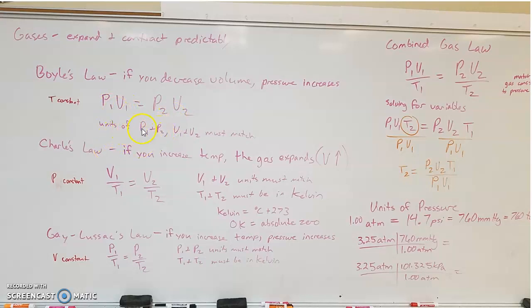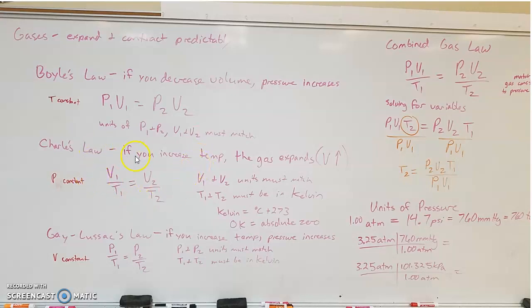Now, the units of pressure 1 and pressure 2 must match each other. You couldn't combine atmospheres and PSI, that wouldn't work. And the same thing with the volumes. The units on the volumes have to match. So if you get a problem that has milliliters for one volume and liters for the other volume, you would need to convert one of the units so it matches the other one.